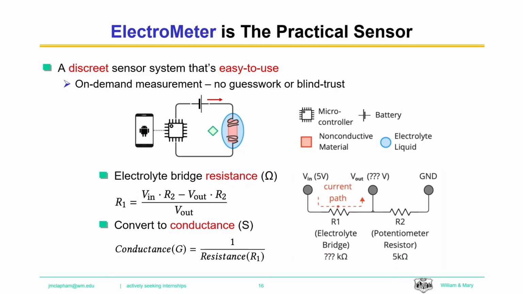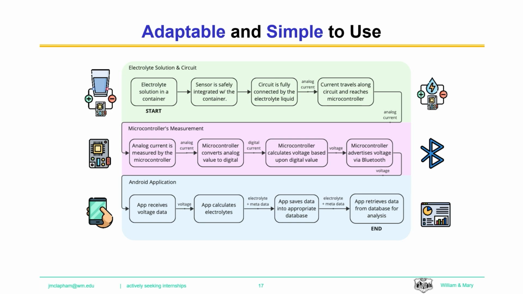It uses a simple voltage divider equation, so the model is not complex. It's just an equation. We calculate the resistance in ohms, and then we convert that into conductance in Siemens. And this conductance can be used to infer the electrolyte value. We're measuring that current path along the R1 resistor on the bottom right diagram. This is the electrolyte bridge. The potentiometer resistor is what allows us to create that voltage divider. So the system is adaptable, it's easy to use.